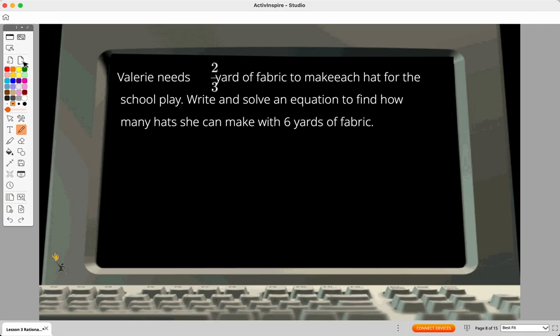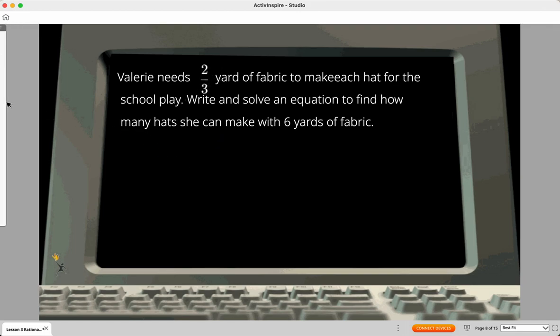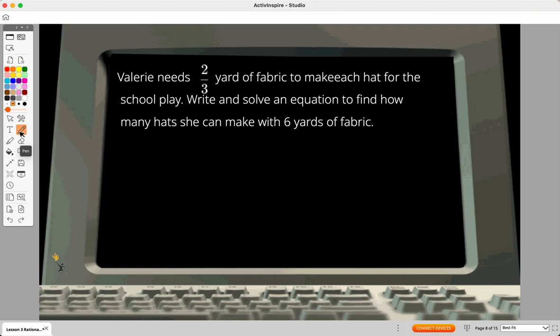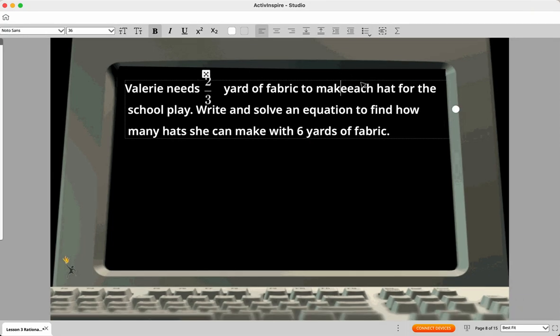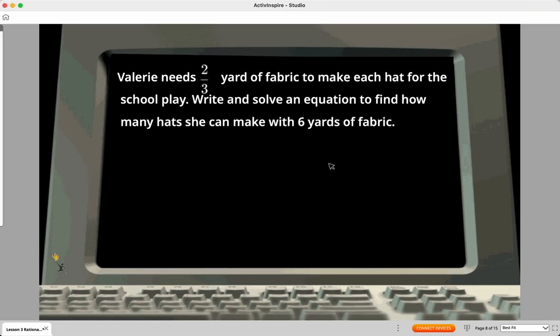All right, now we have Valerie here. Valerie needs 2/3 of a yard of fabric to make each hat for the school play. Write and solve an equation to find out how many hats it will take if she has 6 yards of fabric. So again, we're going to look at this.